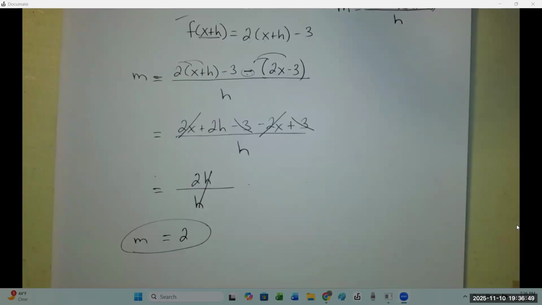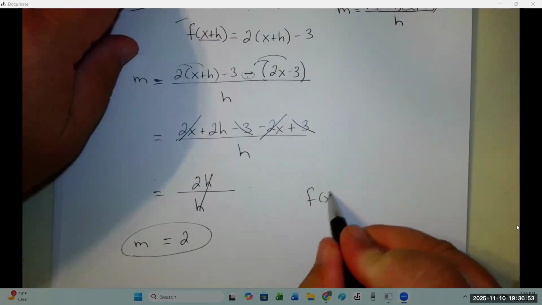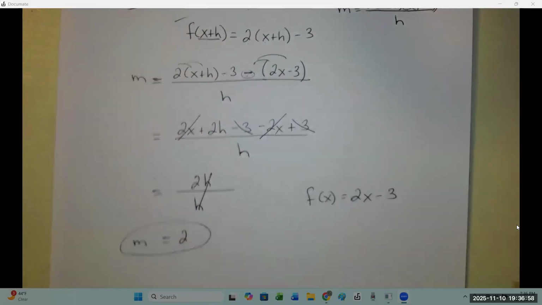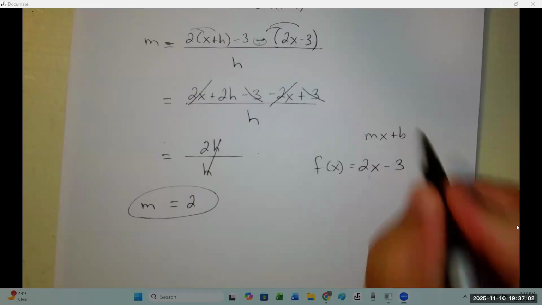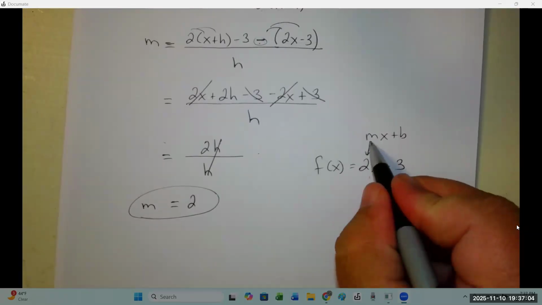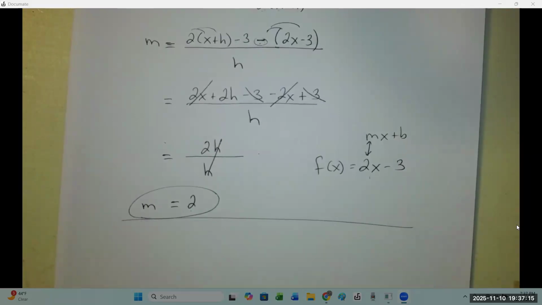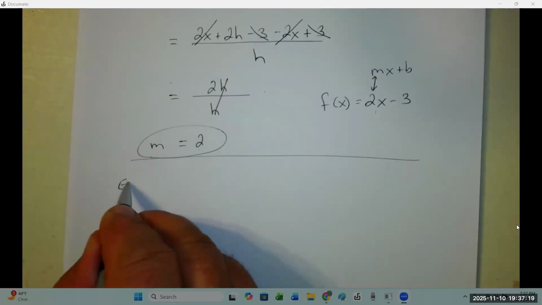Well, we knew that, because if we look back at the original function, it's a linear equation. Remember, y equals mx plus b? This was the slope. We figured that out, so we know it works. Now we have to use it in different functions. Let's use it for different functions.